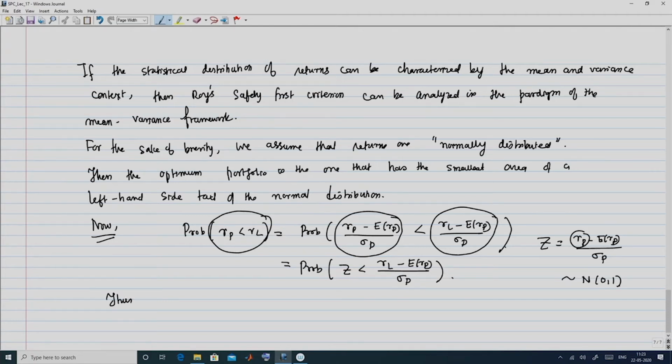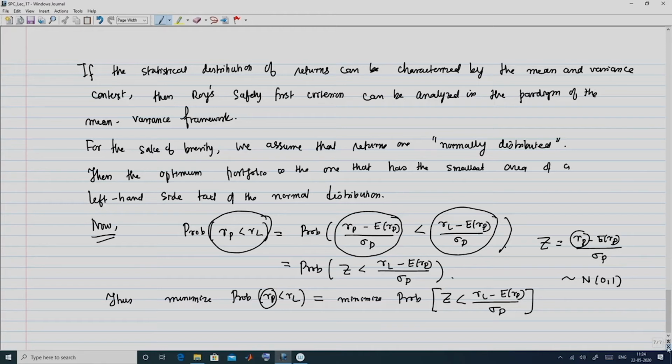So, thus the Roy's criteria of minimizing the probability that your R p is less than R L reduces, in the case of R p being normally distributed, to the problem of minimizing the probability of Z less than R L minus E R p over sigma p.